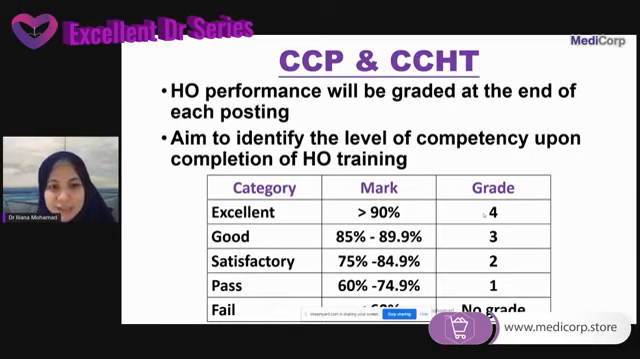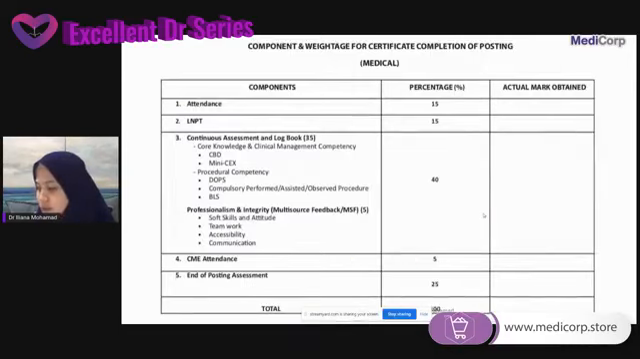Is it easy or difficult to get this 90%? Okay, so actually I will show you that it is not that hard to score, and a lot of the components are what we call free marks. Okay, so let's see what makes up the 100%.